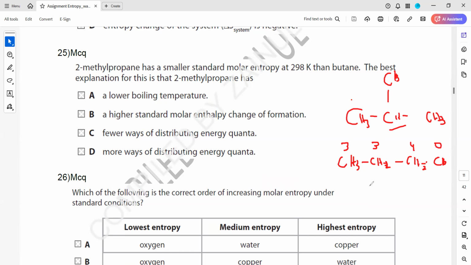But in a branched one, the center one cannot have 0 joules of energy, otherwise it will not support the structure. That's why we say fewer ways of distribution of energy. This is restricted, this will have a certain fixed energy. It cannot be 0. So the distribution of the energy has changed. Clear? Yes, sir. So fewer ways are there for distribution of energy. That's why it is having a lower standard entropy.